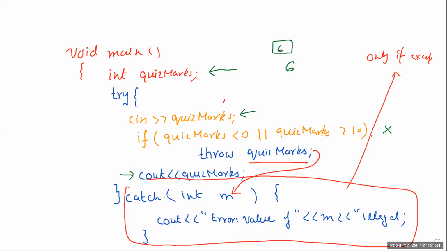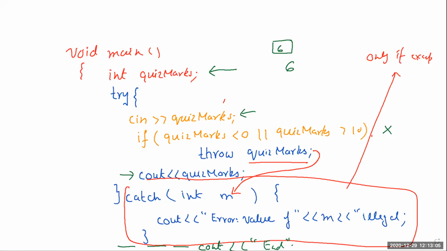Then since there was no error, this catch block will be skipped. This will not be executed. And after the catch block, if you have something here, like for example, I write cout endl, this will be executed. Or if you have some other part of the program, that will be executed. The catch block will be skipped because there was no error. So this is one dry run of the program when the user is entering a correct value, a legal value. Let me do it again.